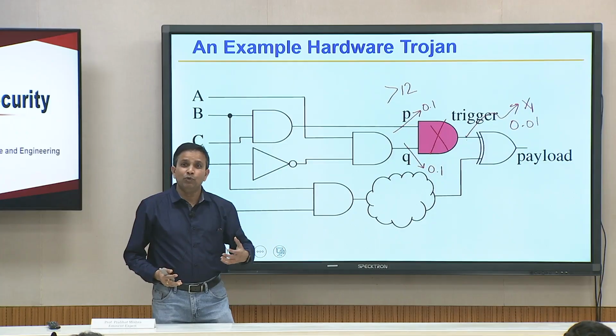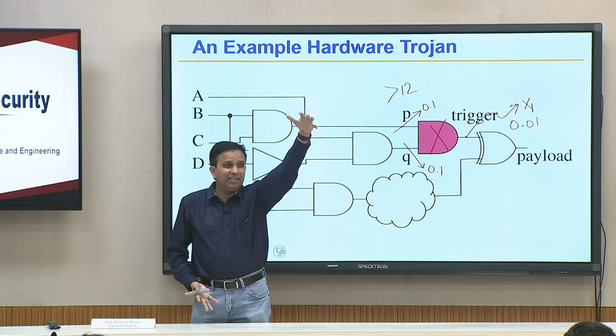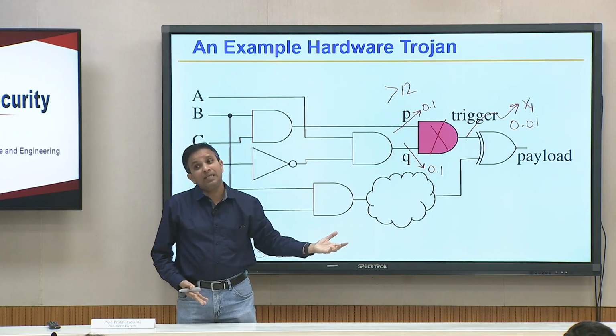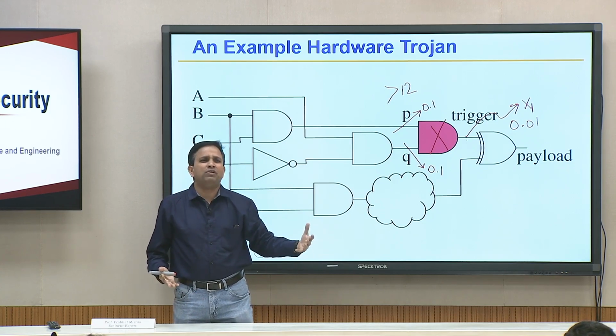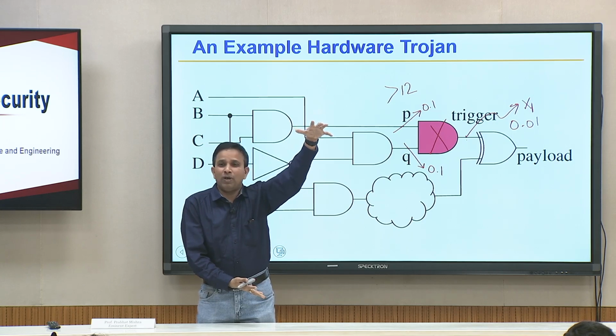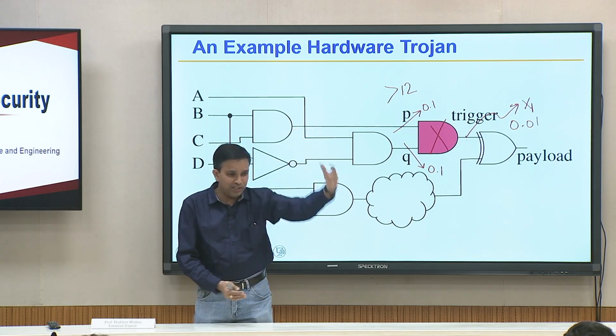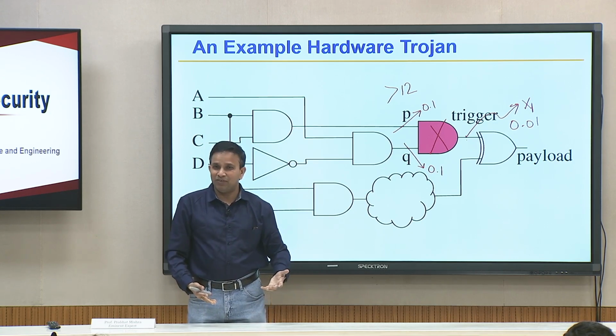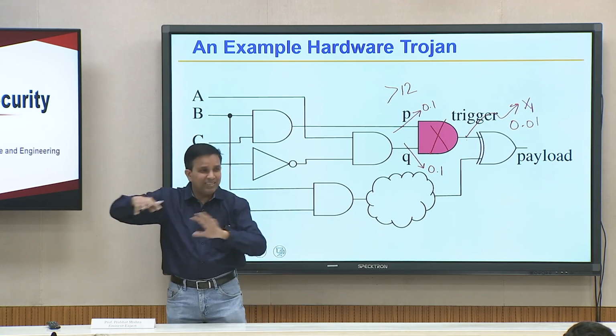Now, you would argue, who would insert such a big AND gate? How do I find so many rare signals? Yes, in a million gate design you will find so many rare signals, but who will put an AND gate with 12 inputs? Nobody will, because then you can just see the design and figure it out. They will do a chain of that and they will hide that chain.